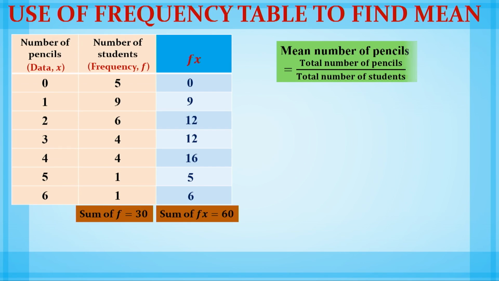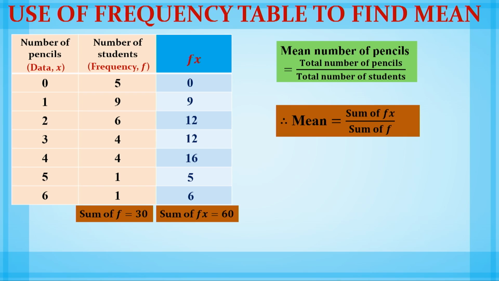Remember, the mean number of pencils is equal to total number of pencils divided by total number of students. Now, if you are using a frequency table to find the mean of data, then you can use mean is equal to sum of fx divided by sum of f. In this case, 60 divided by 30, leading to the mean being 2 pencils.